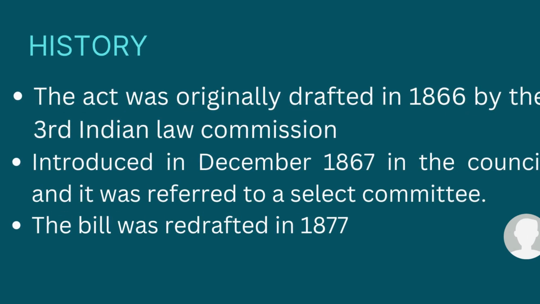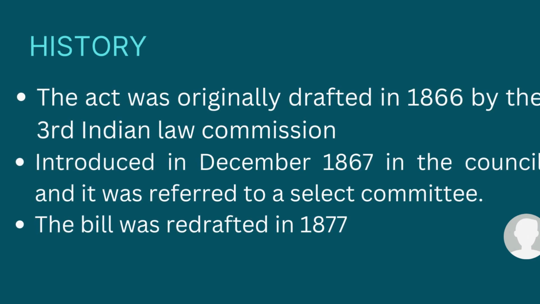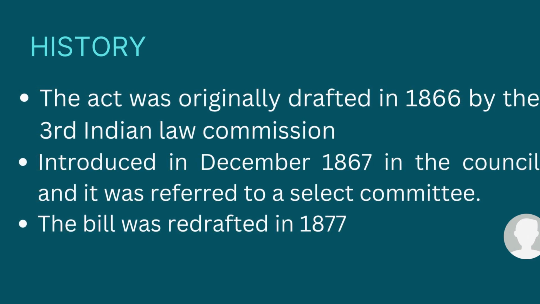The act was originally drafted in 1866 by the Third Indian Law Commission and introduced in December 1867 in the Council and was referred to a select committee. The objections were raised by the mercantile community to the numerous deviations from the English common law. The bill had to be redrafted in 1877.